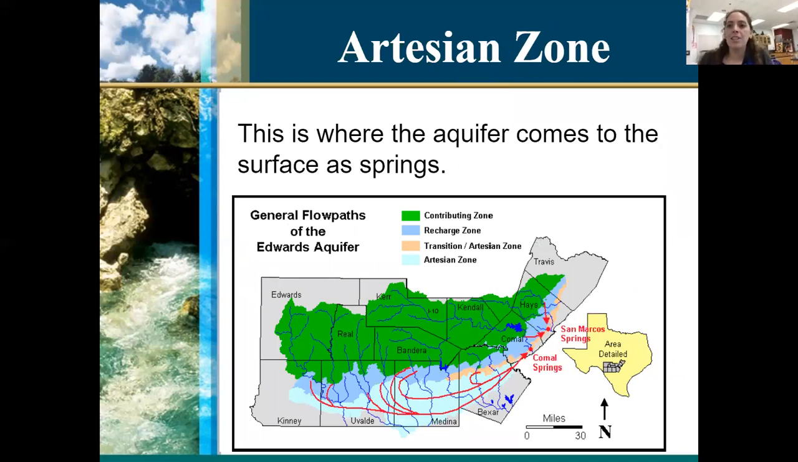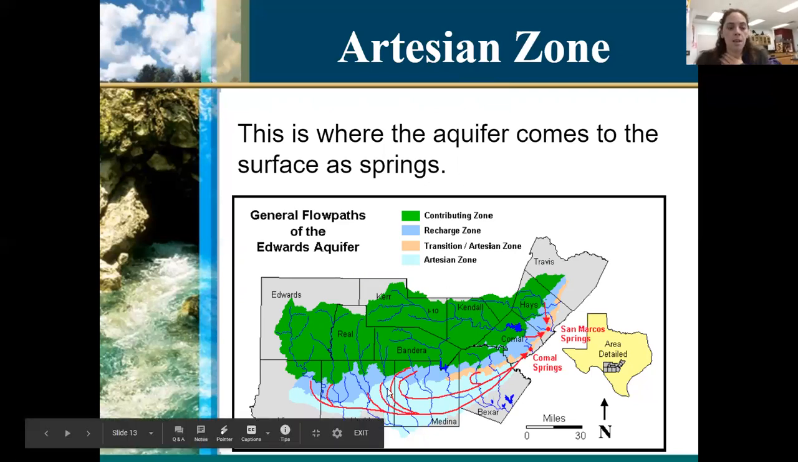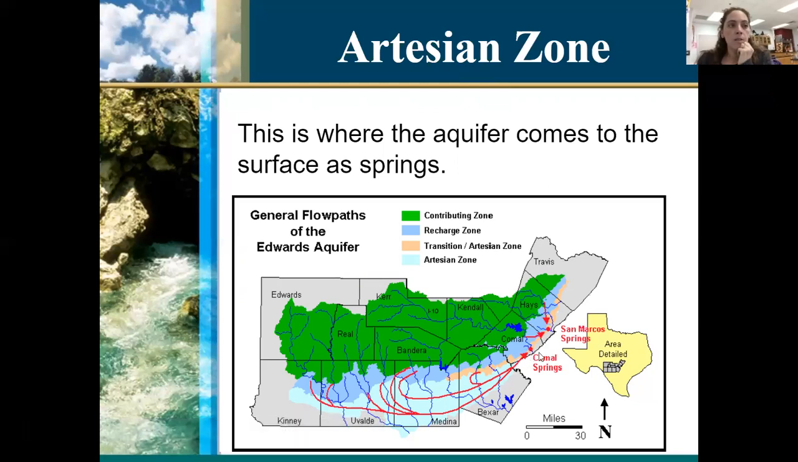And then there is the artesian zone. This is when the aquifer comes back up to the surface as springs. So all that water in the Edwards Aquifer is under a lot of pressure. And so that pressure pushes it up due to geography and the slope of some of the terrain. A lot of it curves around in the artesian zone. And so we've got a couple of springs. Some of the larger ones are the Comal Springs and the San Marcos Springs.